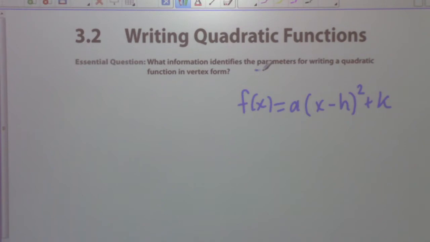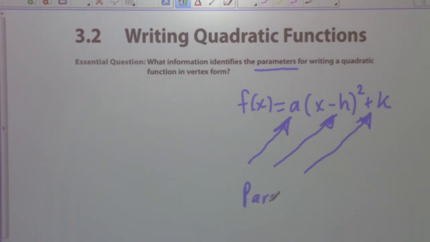Okay, it says identify parameters. You ever heard of parameters? I've heard the word. It's a word that's kind of hard to translate, but it broadly means conditions. In this case, our parameters are identified by the answer to the question: what is a? H is another parameter, and k is the third parameter. So these are the three parameters of the vertex form of a quadratic function that we use.